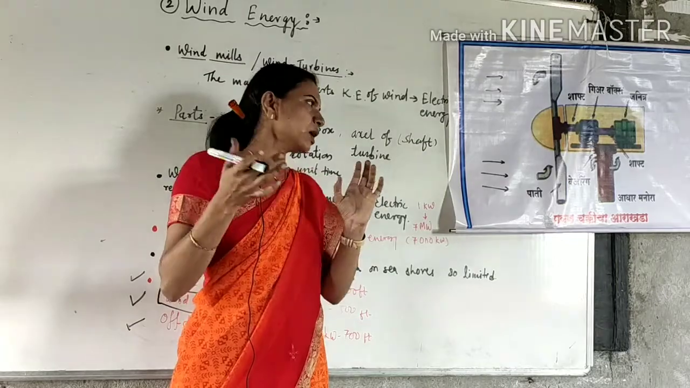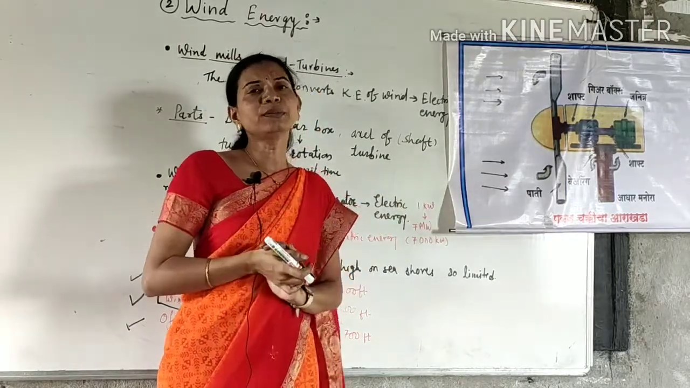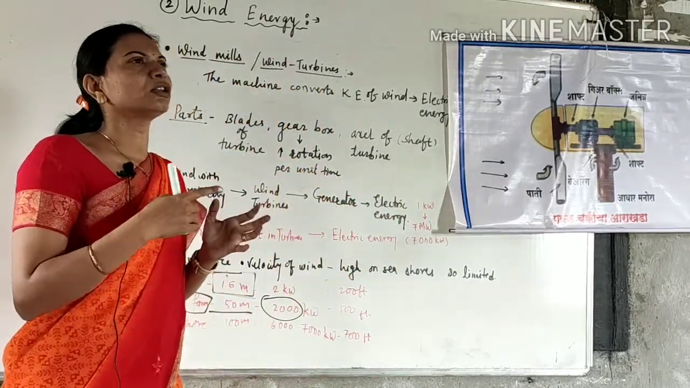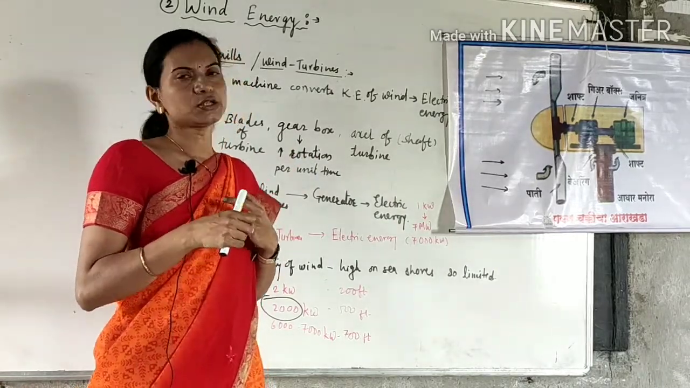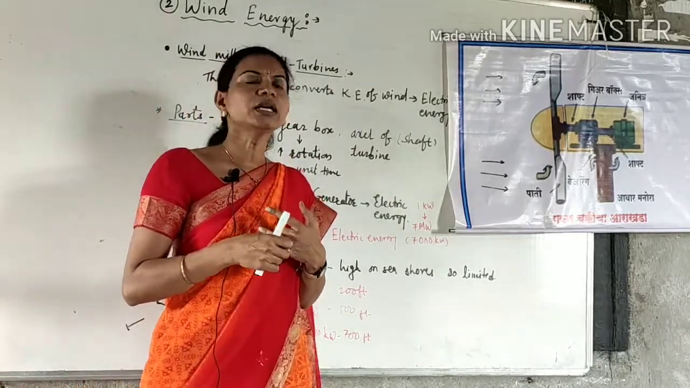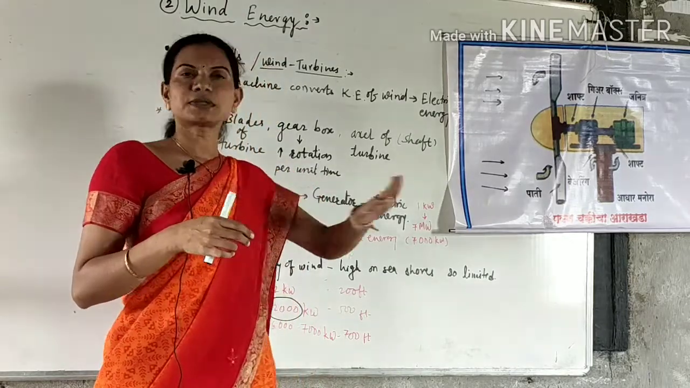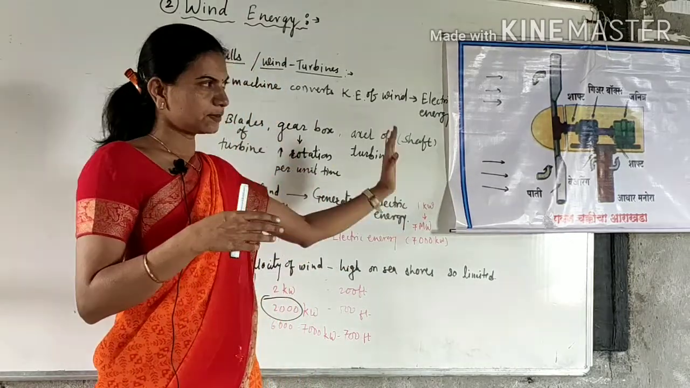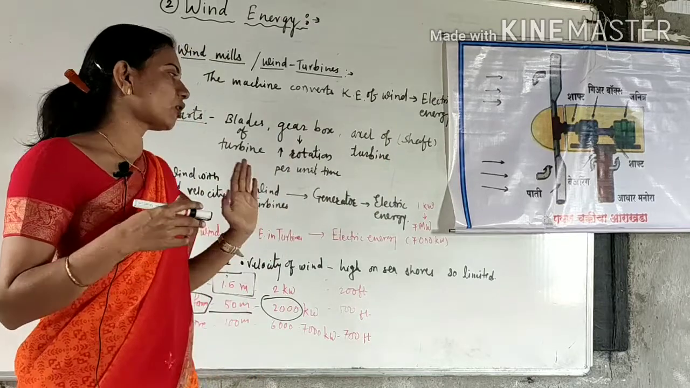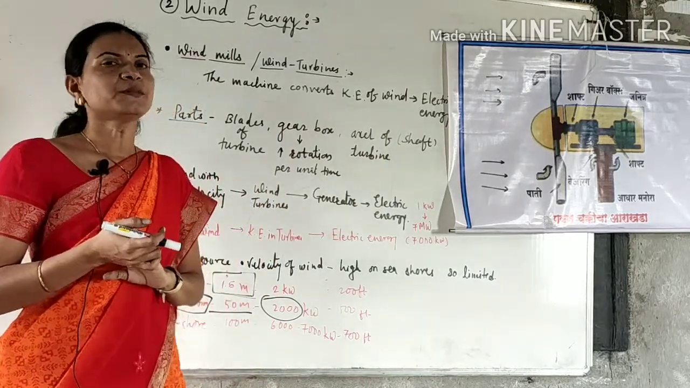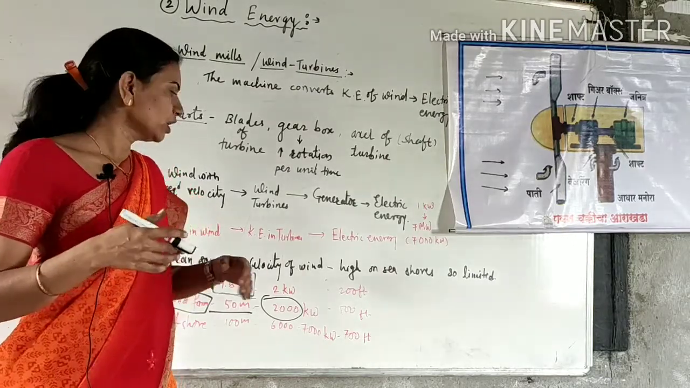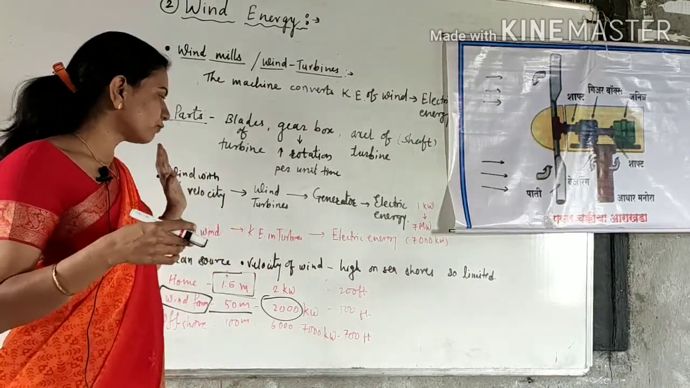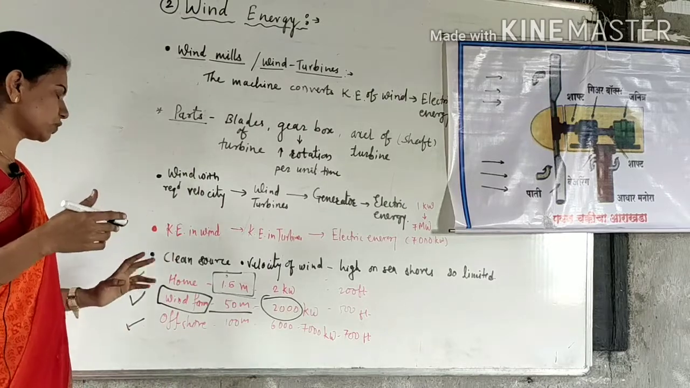You can see these windmills are located on the hill region or also seashores, म्हणजे समुद्र किनारी. Why? Because there is no obstacles for the wind speed. There is a high speed on seashore. Therefore, we can produce the commercial electric energy with the help of this wind energy at the seashore.